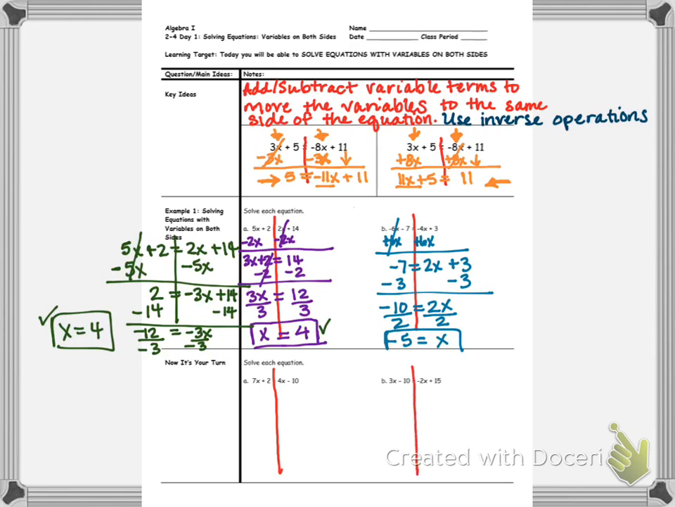So we'll go down to the bottom. And we'll move 7x plus 2x equals 4x minus 10. I'm going to subtract 4x on both sides. I get 3x plus 2 equals negative 10 because those canceled out. And I have a regular two-step, and I'm going to just solve as I know how to do.